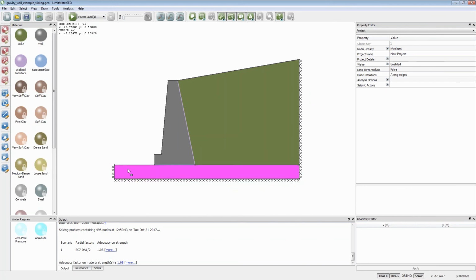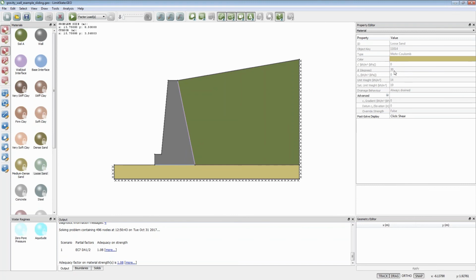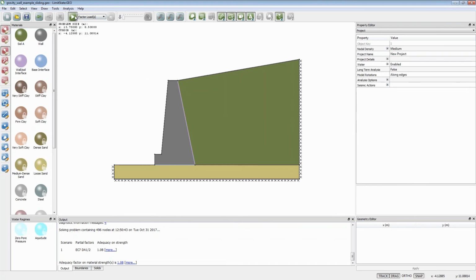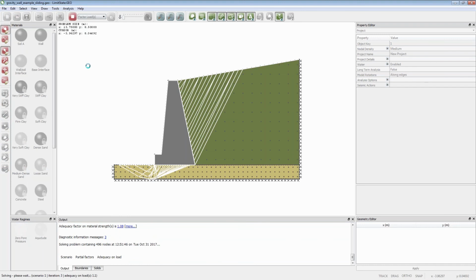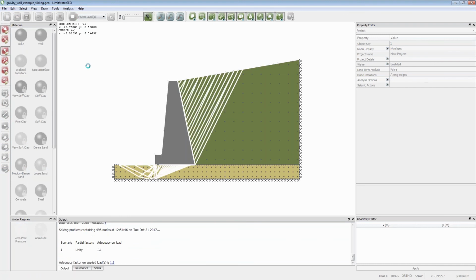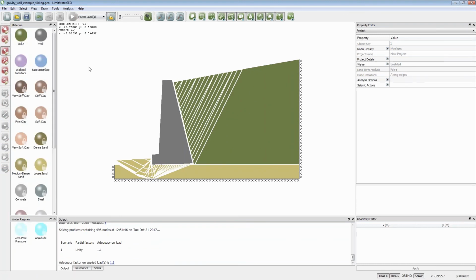If I put in a much weaker soil here, like a loose sand, so that's got properties of 30-degree friction angle, and do my analysis, then because I've got a weaker base soil, I'm more likely to get more of a rotational failure. So there's a bit more rotation going on there. Still, it's a combination of sliding and rotation, which is what you're going to get.